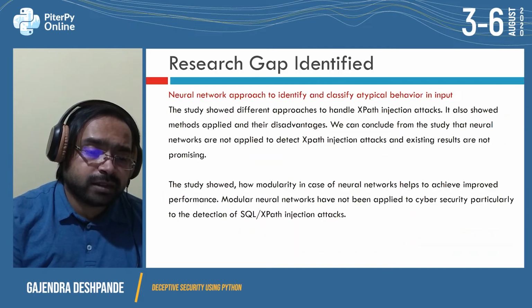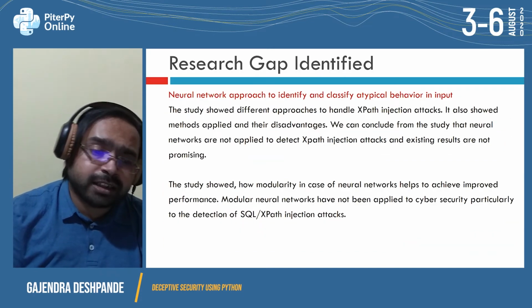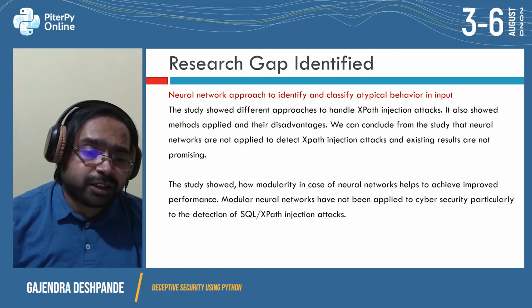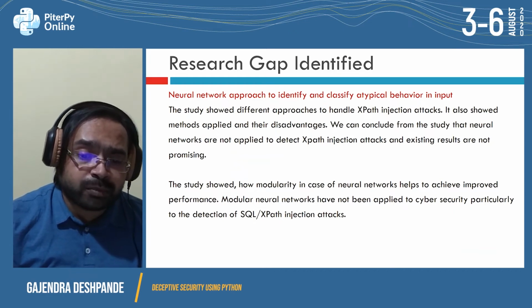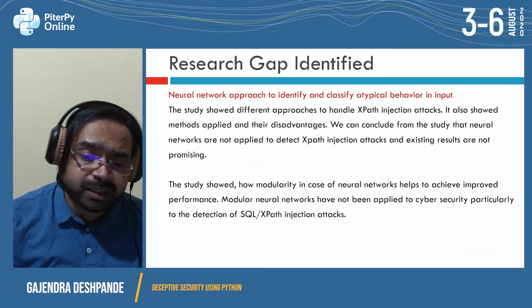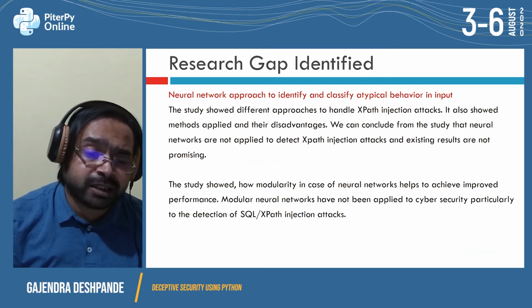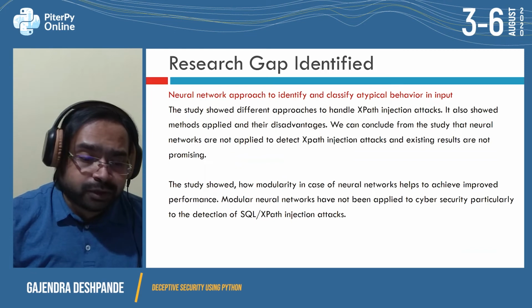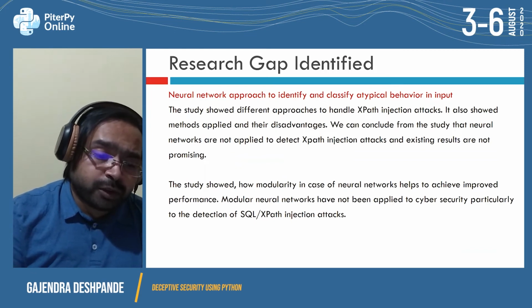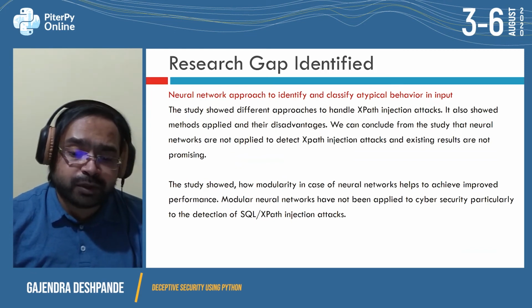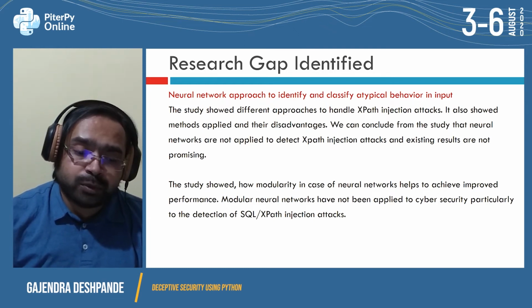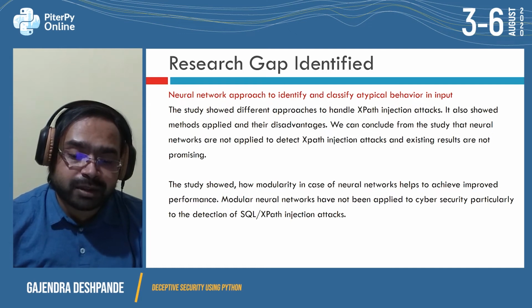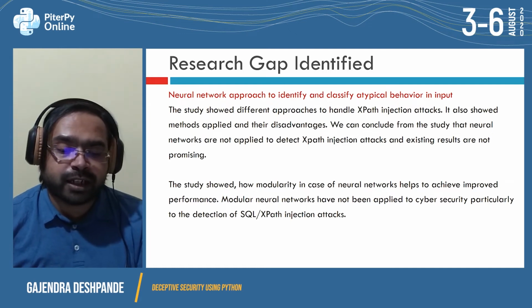We did a literature survey of some papers related to security and neural networks. Our findings are that neural networks have not been applied to XPath injection attacks, especially to classify atypical behavior in user input. It also showed how modularity in neural networks helps to achieve improved performance. Modular neural networks have not been applied to cybersecurity, particularly to the detection of SQL or XPath injection attacks.